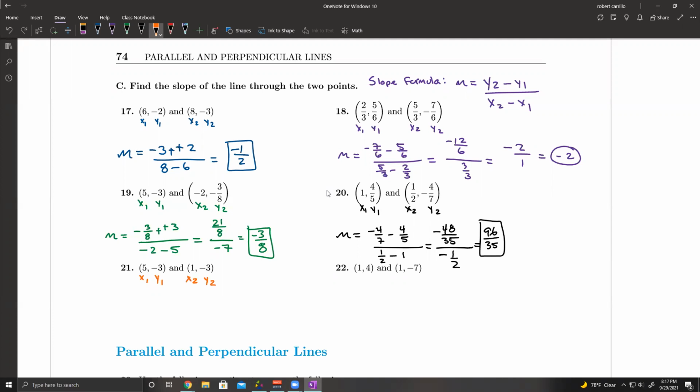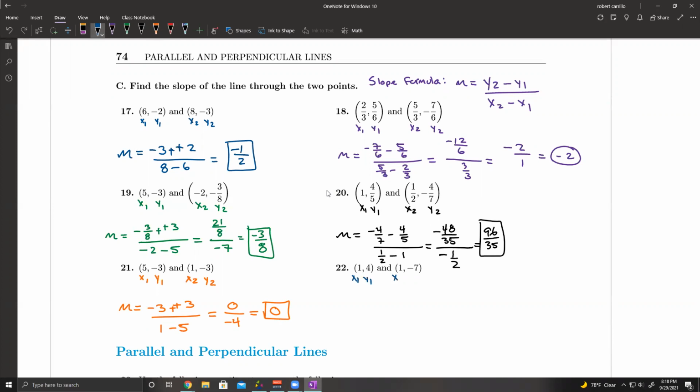x2, y2, and again, do slope. So negative 3 minus negative 3 over 1 minus 5. Okay. And again, in the numerator, that becomes plus plus. So what is negative 3 plus 3? 0. And 1 minus 5 is negative 4. And what is 0 over negative 4? 0. Good. All right. Perfect.